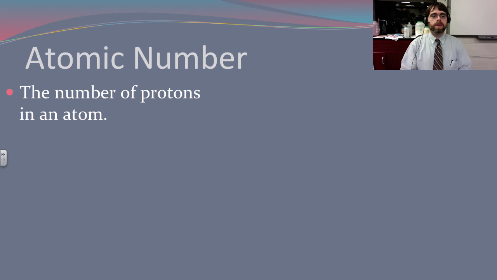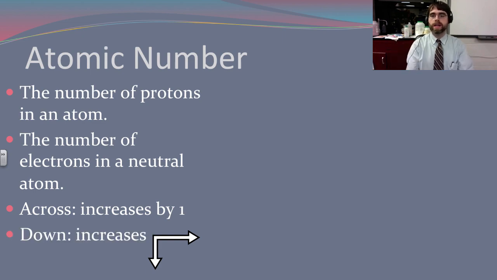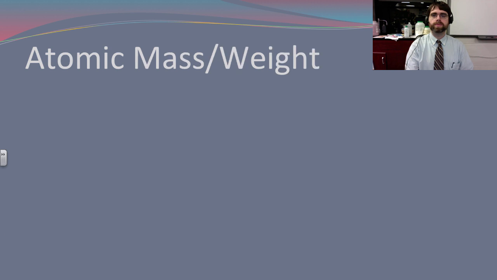So starting out, atomic number is simply the number of protons for a neutral atom. It's also the number of electrons. As you go across the periodic table, it increases by 1. And as you go down the periodic table, it simply increases. Here on the side, I'll have graphics of what this looks like or some of the data. You'll do a lab where you'll actually plot some of this data at some point.